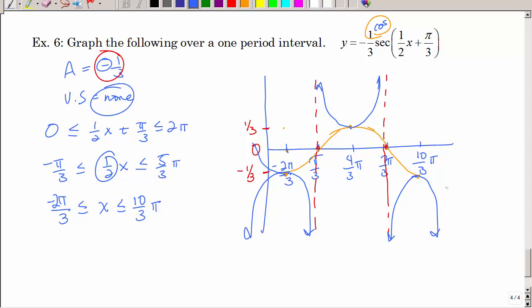So again, graphing cosecant and secant is exactly the same as graphing sine and cosine. Nothing special about that. Just make sure you get those asymptotes in the right place and you flip or take the reciprocal of those graphs.